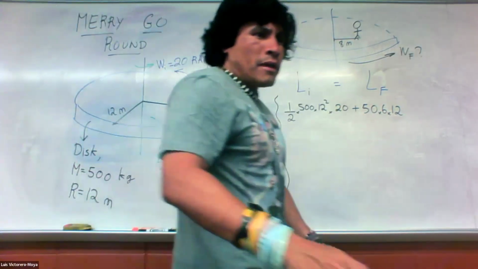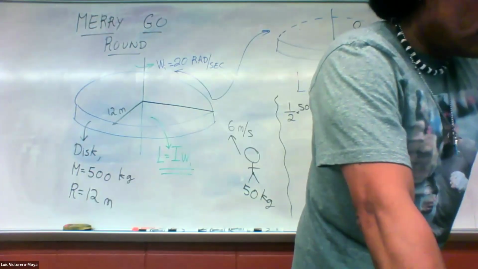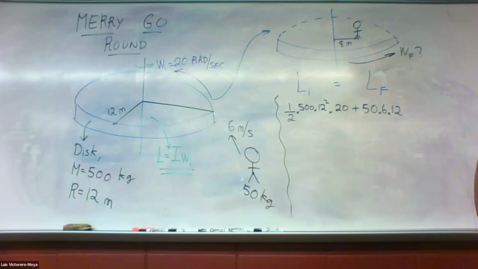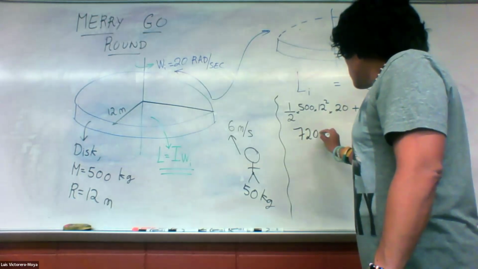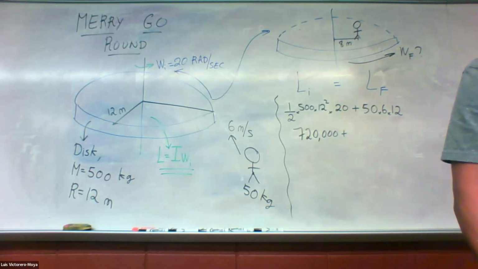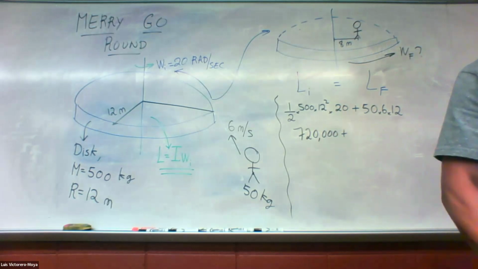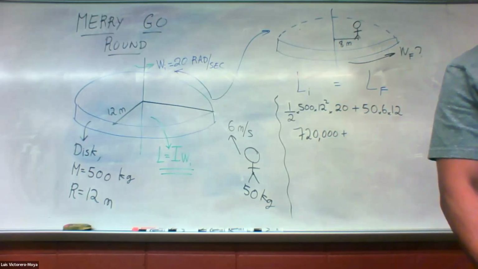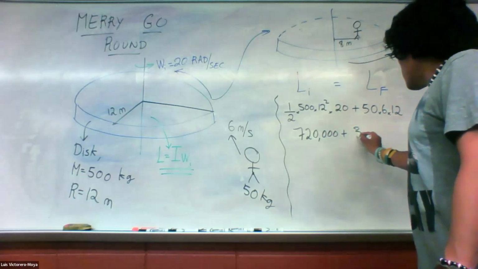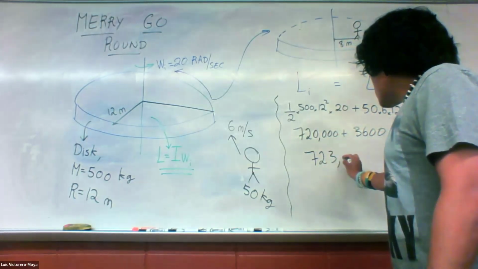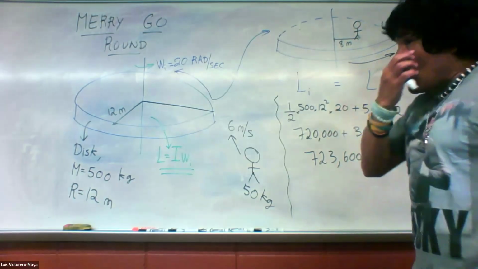Let's calculate that. 500 times 144 times 20 divided by 2, 720,000. Plus this is 50 times 6 times 12, 3,600. So everything is 723,600. That's the initial angular momentum.